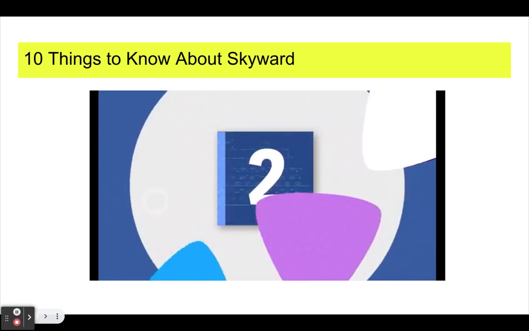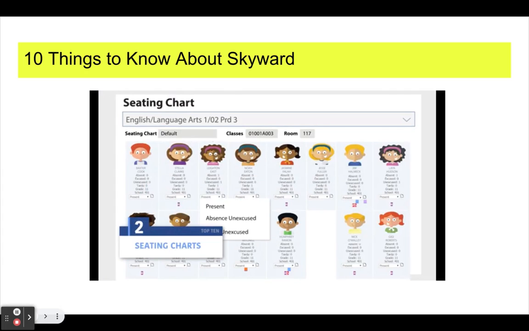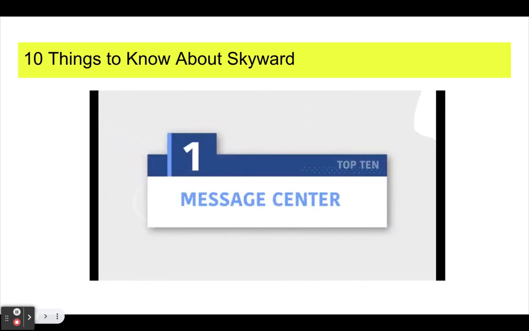Number 2, Seating charts. It's easy to generate a seating chart for your class. Drag and drop the students' photos to build a chart. If you're off for the day, your sub will have no problem stepping in and taking attendance with the help of this chart. Number 1, Messages.